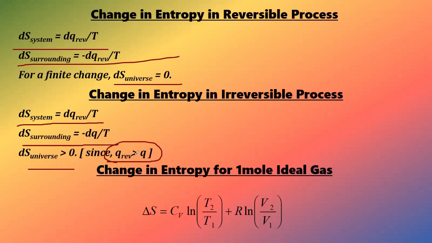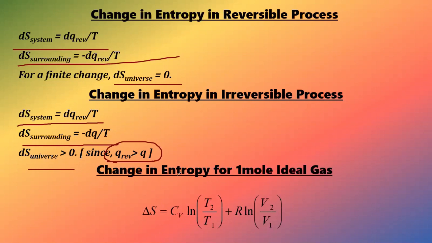In the first case, in case of a reversible process, we have dS universe equal to 0, and in the second case, in case of an irreversible process, we have dS universe greater than dq by T. Okay, so you need to remember the difference between these two processes, right?